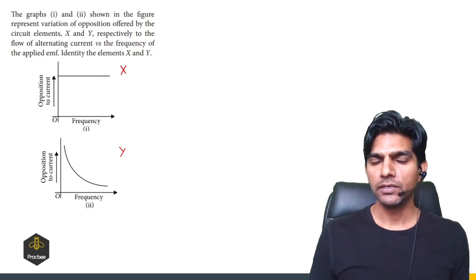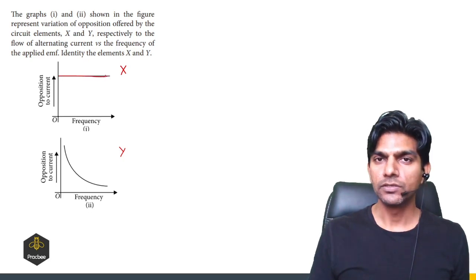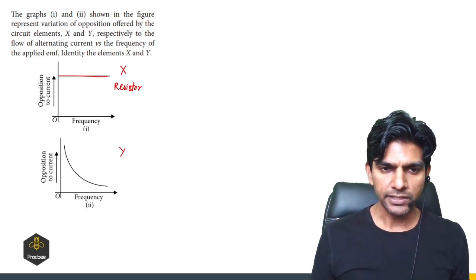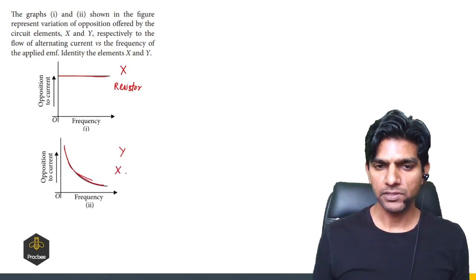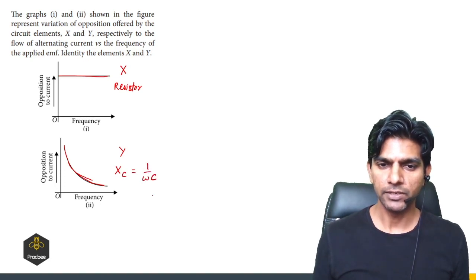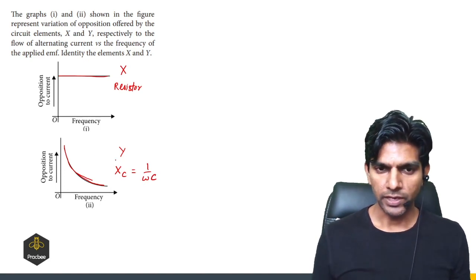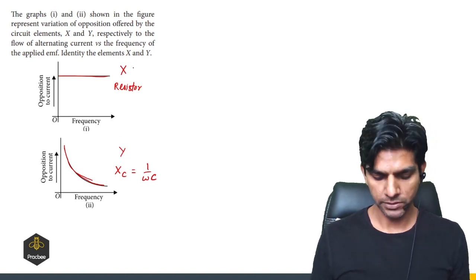So opposition to current is nothing but the resistance, right? So here the opposition, or you can say the resistance, is not changing. So we can say this is for a resistor, because resistance does not depend upon angular frequency or frequency of oscillation, right? And in this case, can you see the opposition is decreasing with the frequency? So this is basically a capacitor, because in case of a capacitor, capacitive reactance is given by 1 by omega C. So as omega increases, reactance decreases. So circuit element Y is a capacitor and circuit element X is a resistor.